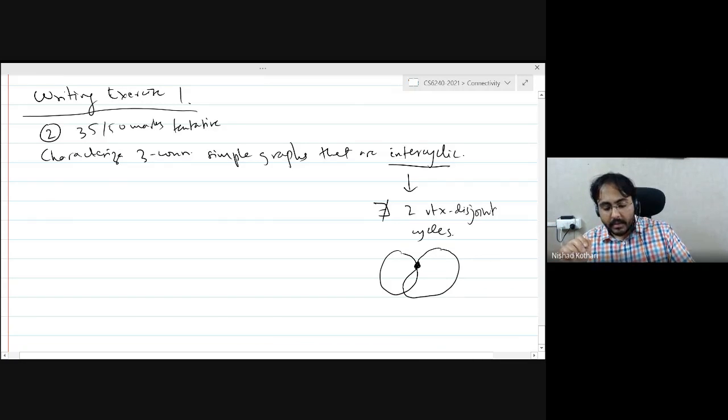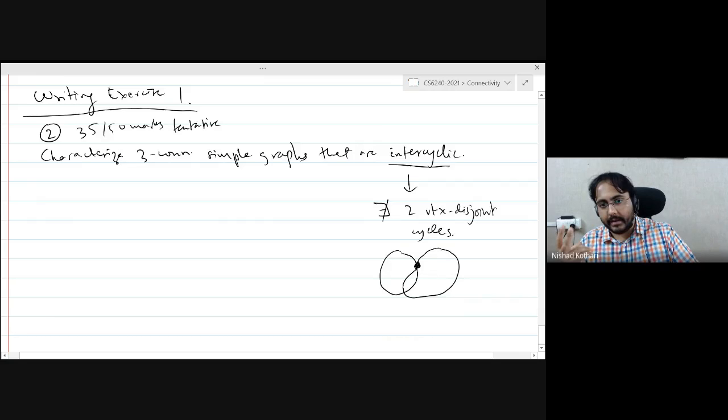Okay, so you can easily observe, and that is part of problem 1, to show that wheels are intercyclic. And then there is another family that you need to show is also intercyclic. And then in part 2, you have to prove that those two families, along with two special graphs, are all of the simple three connected intercyclic graphs.